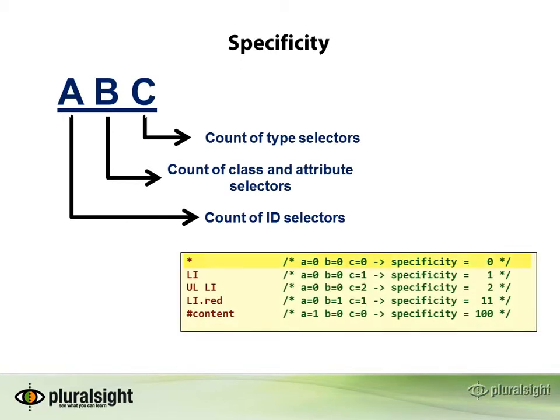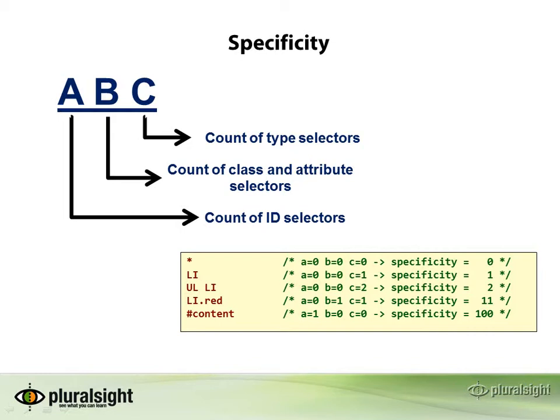This all means that a rule using a wildcard selector would have a rating of 0. A rule using a selector of LI to select list items would have a rating of 1. That 1 is in the C position. And a rule using UL space LI to select list items in an unordered list would be more important because it would have a rank of 2. There are 2 type selectors in that rule. The li.red rule is selecting list items with a class attribute of red. And then the last selector here, the one with the highest ranking, is the one selecting an element with the ID of content. That puts a 1 in the A position. That means the rating is 100.